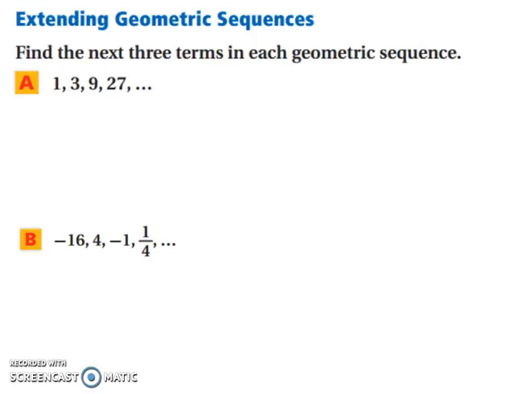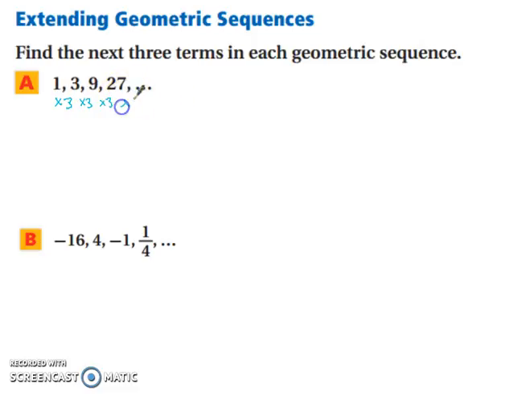So we want to find the next three terms in each geometric sequence. If we look at this first one here, to go from 1 to 3, we multiply by 3. And then from 3 to 9, we multiply by 3. And then from 9 to 27, we multiply by 3. So for our next three terms, we're simply going to multiply by 3.